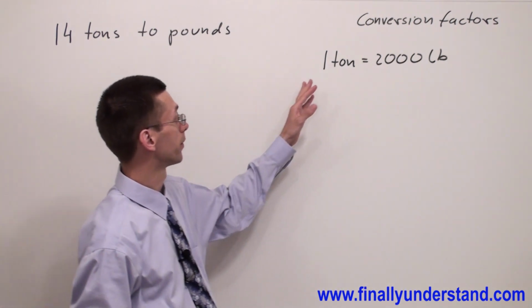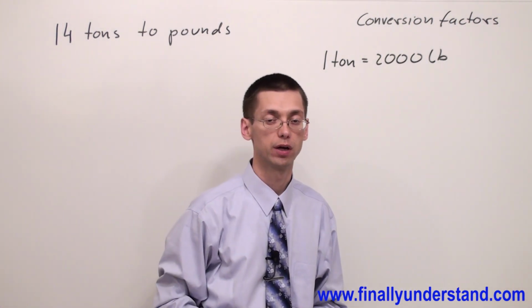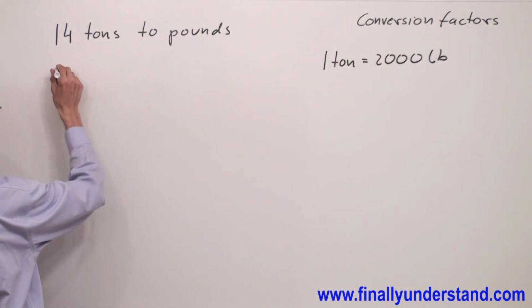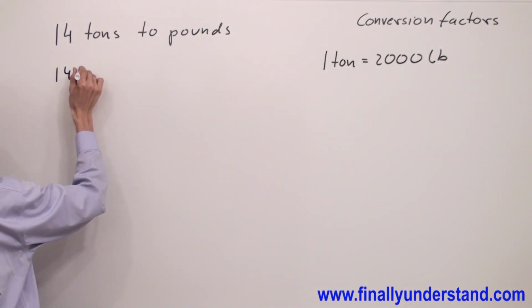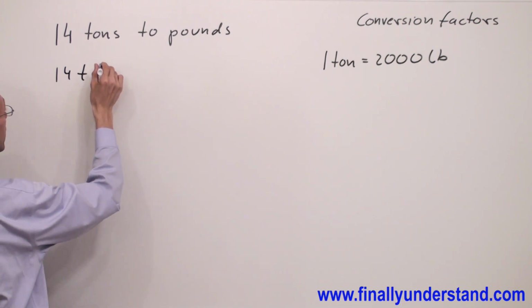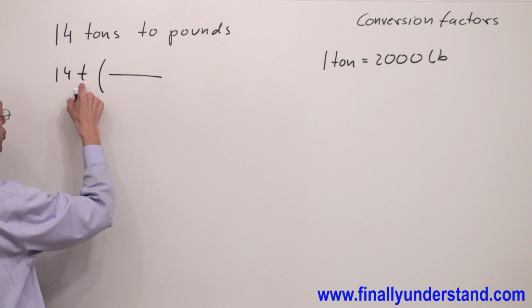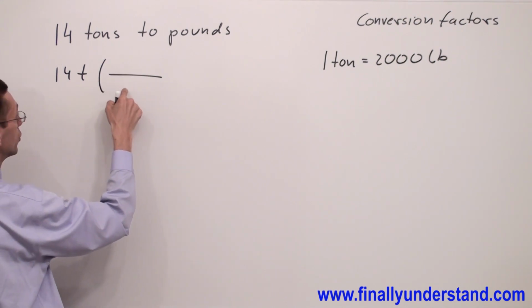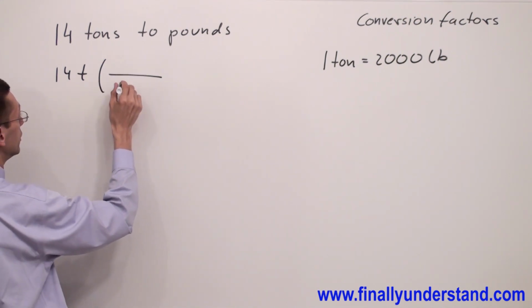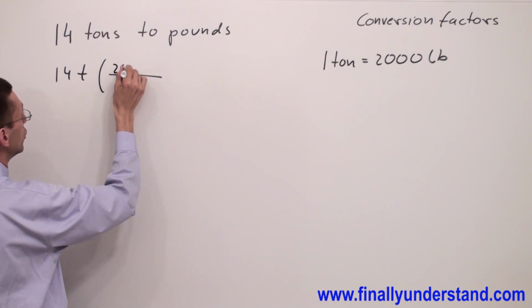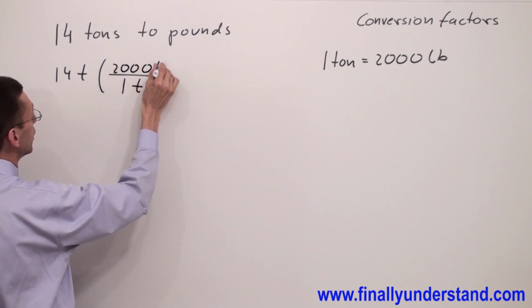14 tons to pounds. 1 ton is equal to 2000 pounds. I'm going to use this conversion rate. I have 14 tons and I want to convert this to pounds. So if I want to eliminate tons, I have to make sure that I'm going to have tons in the denominator. So if 1 ton is equal to 2000 pounds.